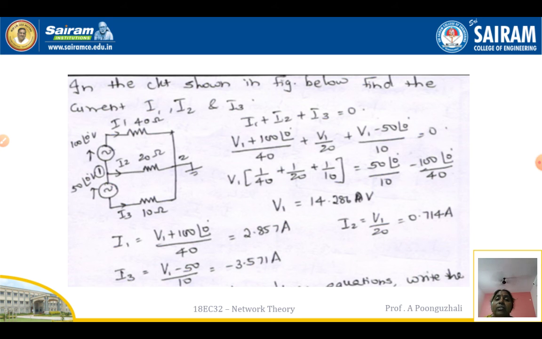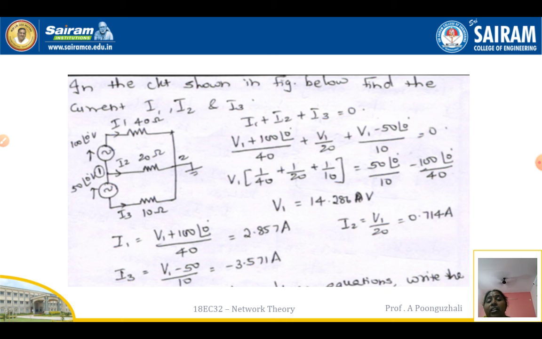Next, we see in the circuit in the figure below, find the currents I1, I2 and I3. Here we have only two nodes, this is node 1 and this is node 2. At node 1, I assume the currents are I1, I2 and I3. As I said, wherever resistances are present, mark your currents I1, I2 and I3. If I want to find I1, it is V1 minus V2 divided by 40 ohms.